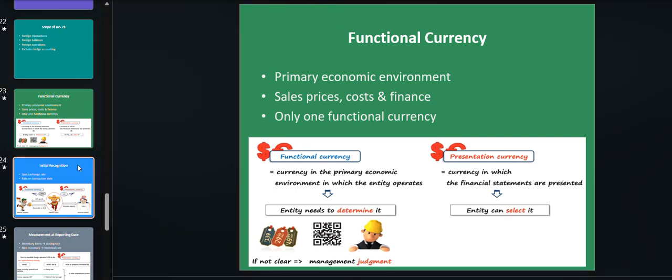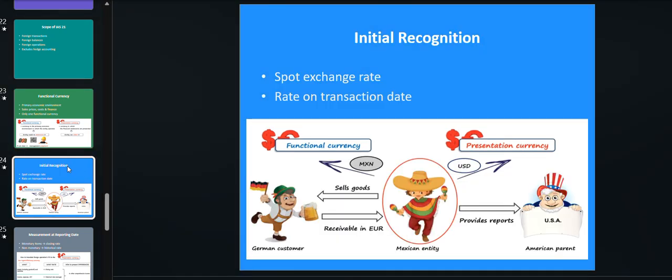Next, we have the initial recognition criteria. How will we recognize it? When a foreign currency transaction first happens, like buying goods from a foreign supplier, we record it using the spot rate. We record it at the spot rate, which is just the exchange rate on that specific day. It captures the true value of the transaction at that moment.